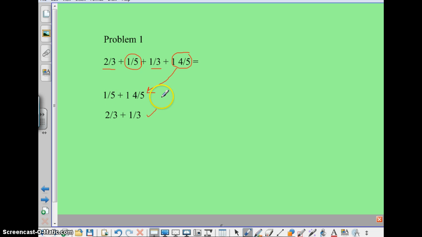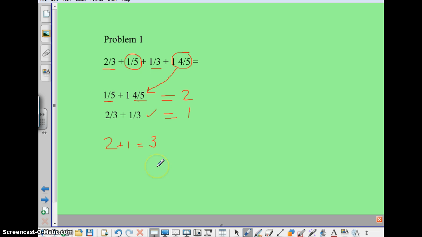1/5 plus 1 4/5 equals what? Well, I look at the fractions. I have 1/5 and 4/5, so it'll be 5/5. So what's 1 plus 5/5? Well, 5/5 is another whole, right? So that would be 2. And 2/3 plus 1/3 would give me 3/3, which is equal to 1. So then my problem becomes 2 plus 1, and it equals 3.